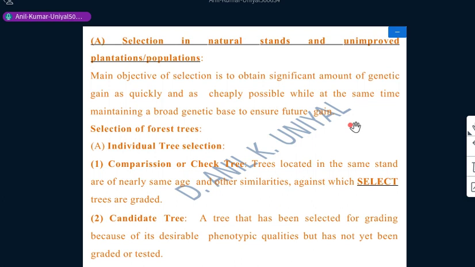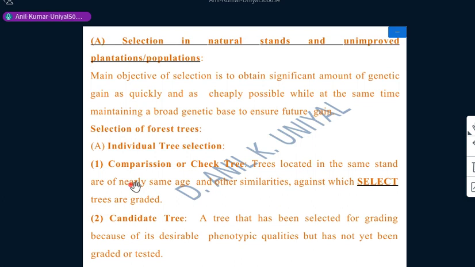Next, how are the trees selected from such stands? The very first method or criterion is individual tree selection from any such forest, the natural forest. What is the procedure actually? First of all, we have to choose randomly around 300 trees from any natural forest, those that are reaching as per our desirability.